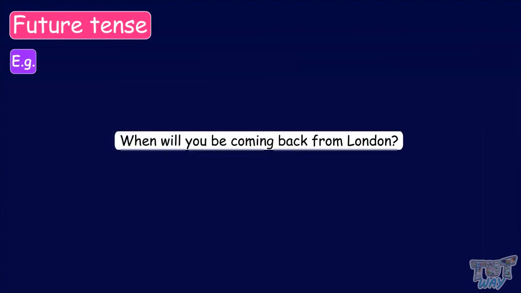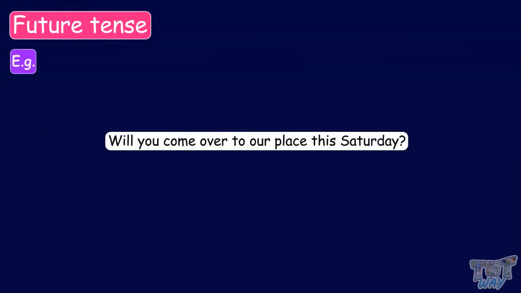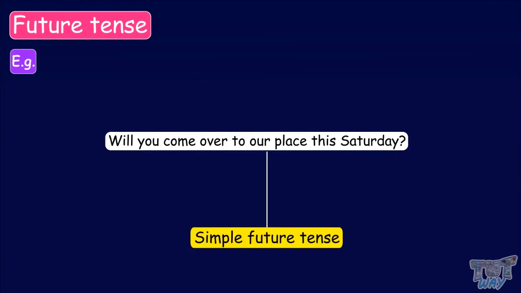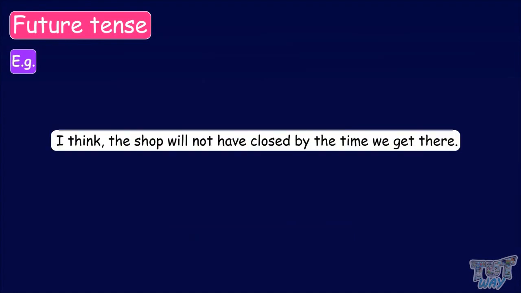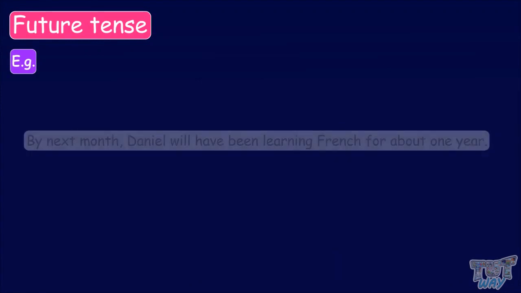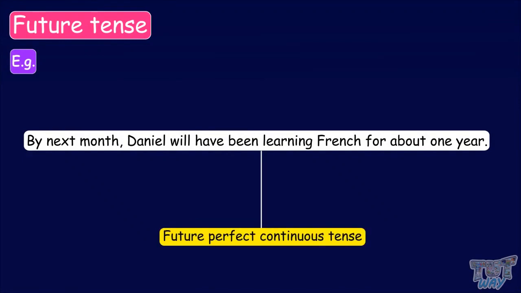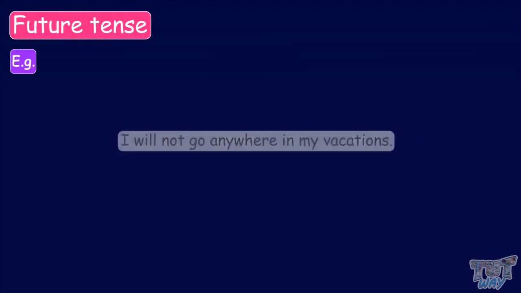When will you be coming back from London? Future continuous tense. Will you come over to our place this Saturday? Simple future tense. I think the shop will not have closed by the time we get there. Future perfect tense. By next month, Daniel will have been learning French for about 1 year. Future perfect continuous tense. I will not go anywhere in my vacations.